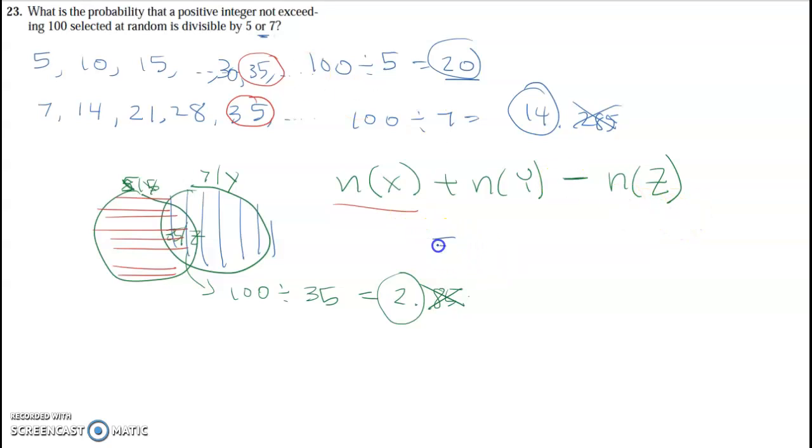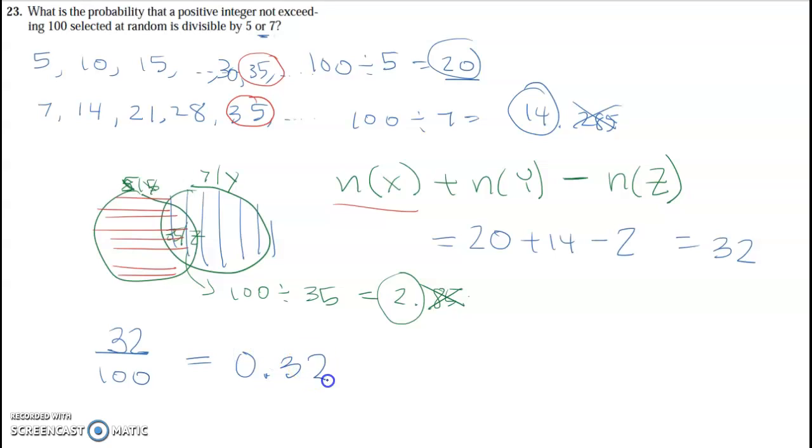All right, so we can do this by doing 20 plus 14 minus 2, and this is going to give us 32. So this is it. Out of 100, there are going to be 32 possible numbers that are divisible by 5 or 7. So our answer for this problem is going to be 0.32.